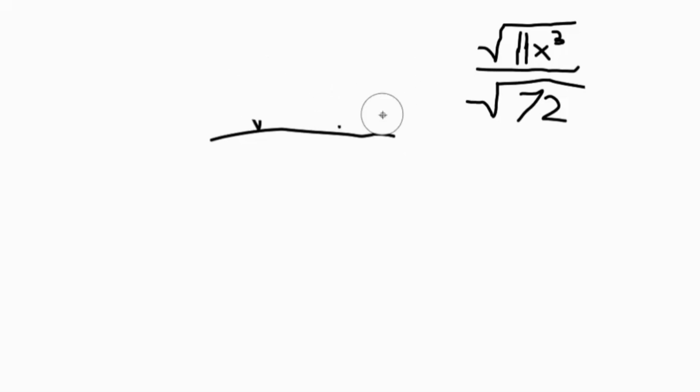So, there we go. We get x over 2 times 11x. Boom.